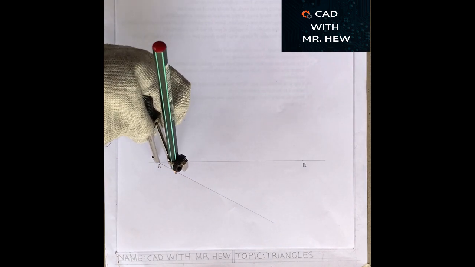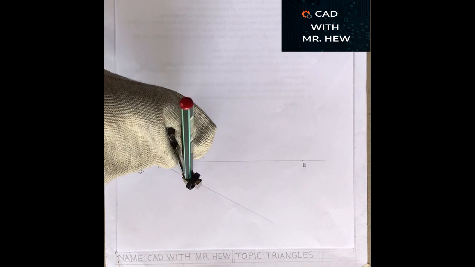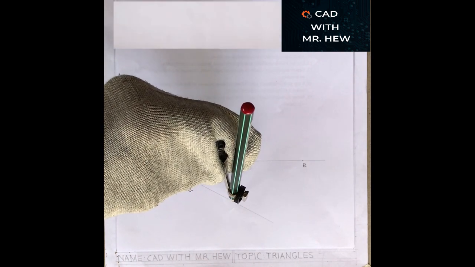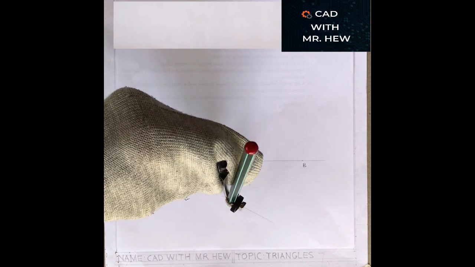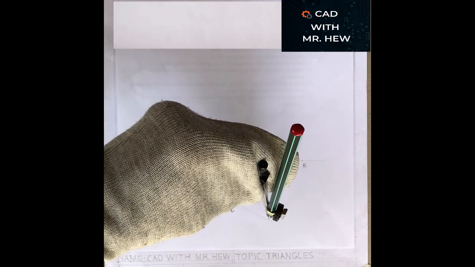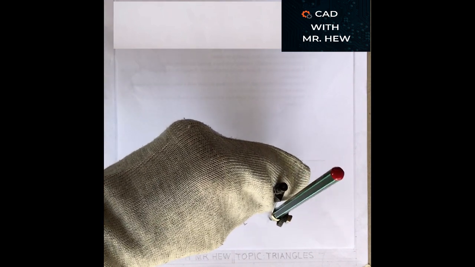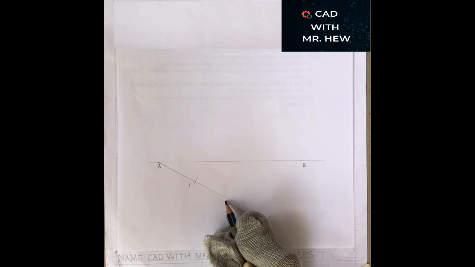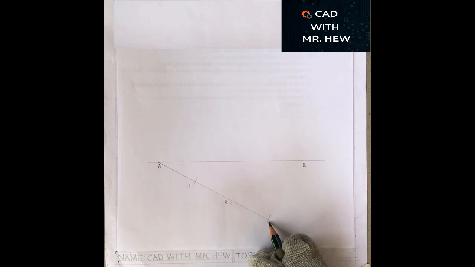Then we're going to get our compass and pencil, and we're going to mark 3 arcs from A going along the line which we drew at an angle. So we open the compass to about 2 centimeters, and we're going to mark 3 arcs of the same radius going along the line which we drew at an angle. So we mark the arc, and where the arc intersects the line, we mark 2 more arcs going along the line. So we're going to label the first arc 1, second arc 2, third arc 3.